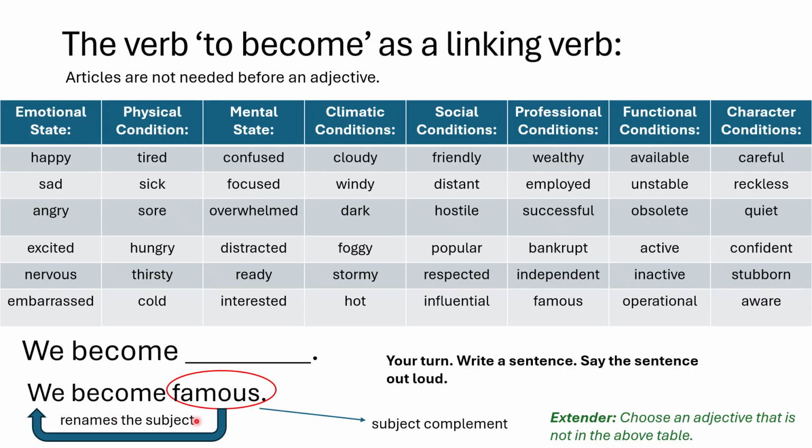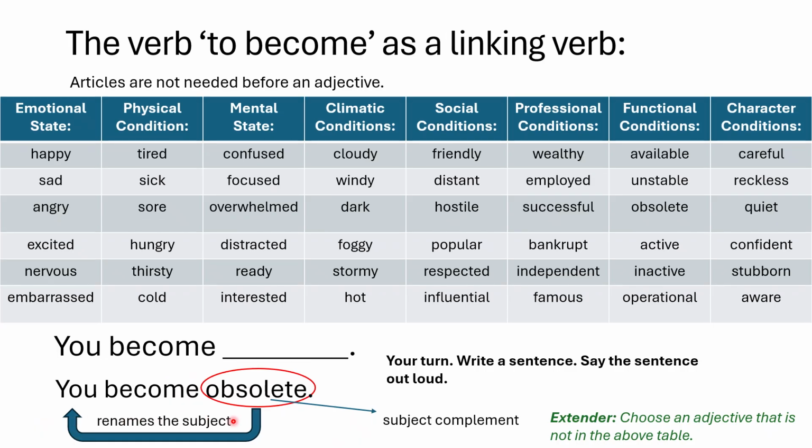We become famous. Famous, the subject complement or predicate adjective, renames we, giving information about what the subject's professional condition is becoming. Now it is your turn. Write a sentence. We become. Choose a state or condition. Say the sentence out loud. Notice the subject we is plural, but we do not add an S to the end of an adjective. Adjectives are describing words. They do not have a plural form.